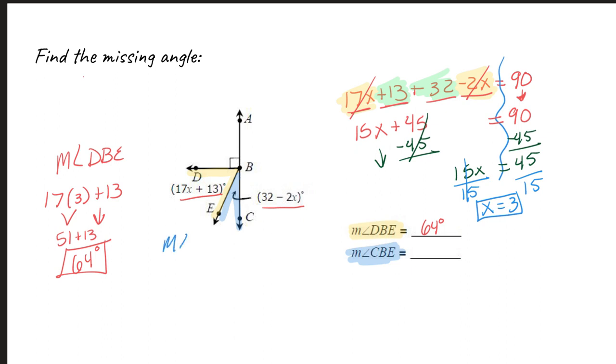Now the measure of angle CBE is right here. That is going to be 32 minus 2 times 3. Order of operations, 2 times 3 gives me 6. Bring the rest of it down. 32 minus 6 gives me 26 degrees. Now to check my answer, I can add 64 plus 26, and as long as I get 90, then my answer is correct.